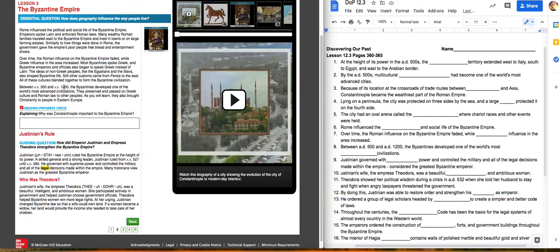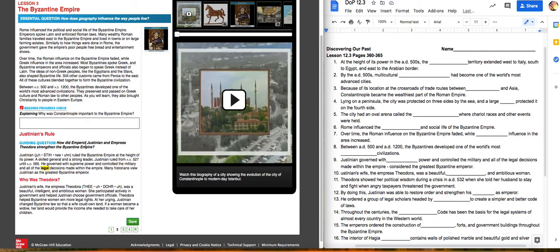Between AD 500 and AD 1200, the Byzantines developed one of the world's most advanced civilizations. Number 8 in your notes. They preserved and passed on Greek culture, Roman law to other people. As you will learn, they also brought Christianity to the people in Eastern Europe. That's going to be chapter 13, guys. We're going to talk about the influence of Christianity on the Roman Empire.